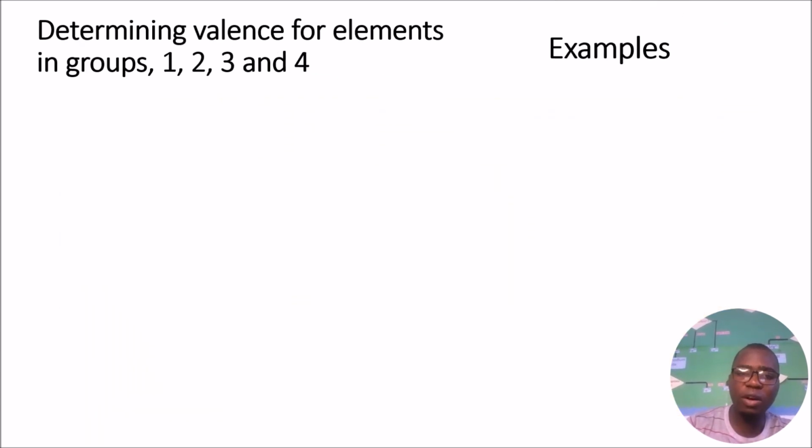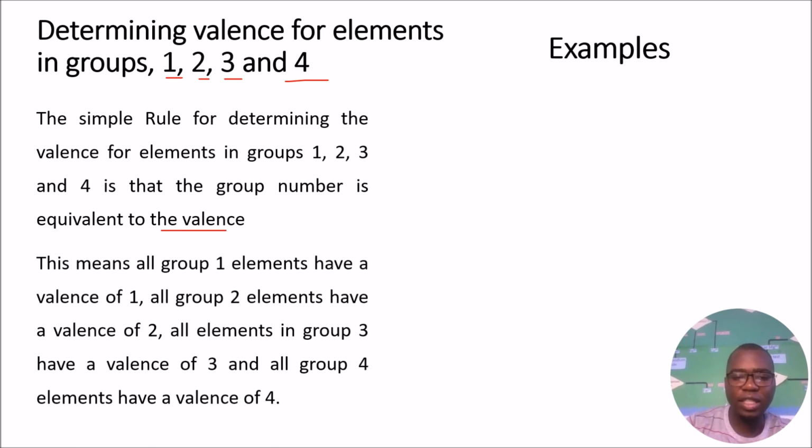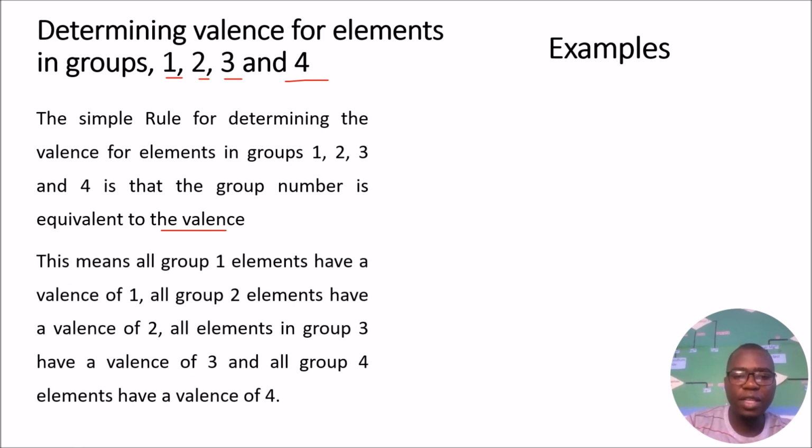With this background, let's go ahead and look at how we can determine the valency for elements in groups 1, 2, 3, and 4. In these groups, the simple rule for determining the valency of elements is that group number is equivalent to valency. That is to say, if something belongs to group 1, it means they have a valence of 1.